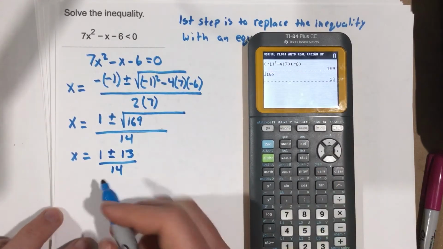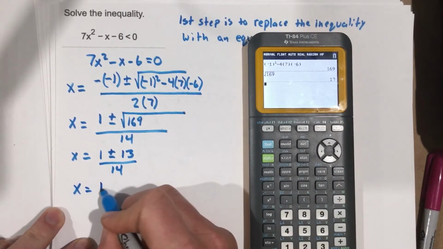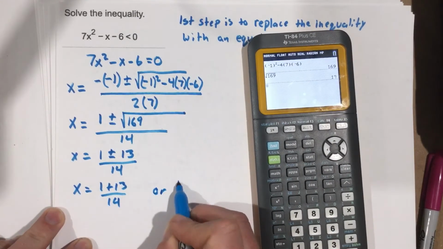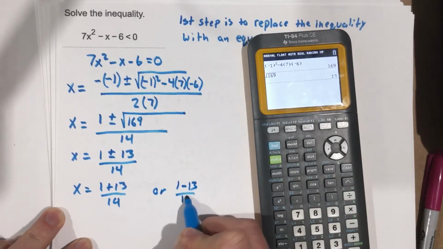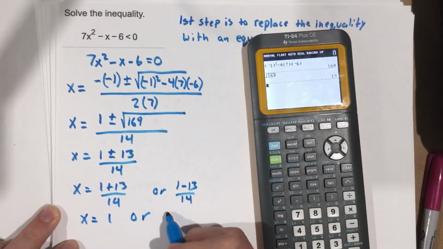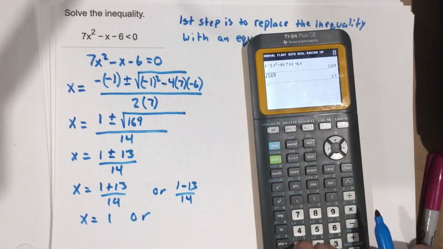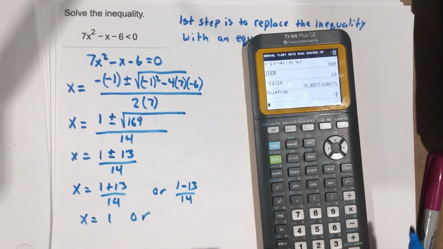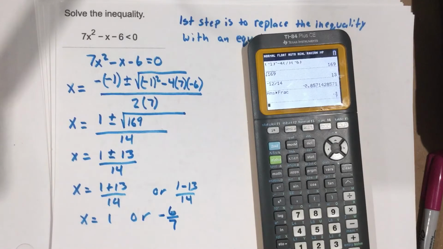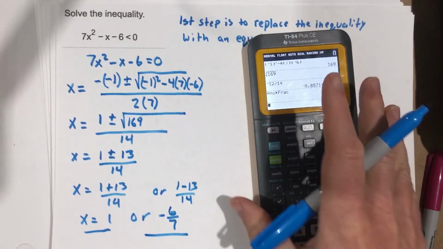So I'm either going to have x equals 1 plus 13 over 14 or 1 minus 13 over 14. So x equals 1 or negative 12 over 14. Let's let the calculator reduce that. Negative 6/7. So now I have my solutions. Okay, I'm just going to underline them. These are my roots for that quadratic.